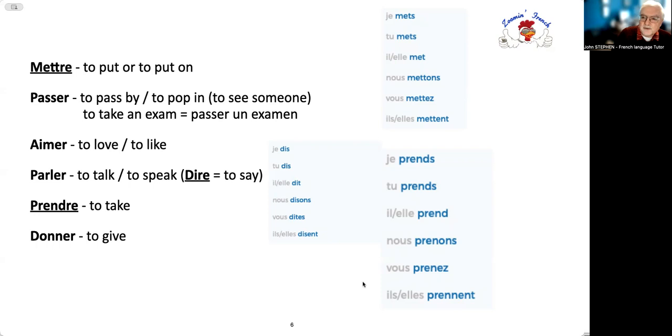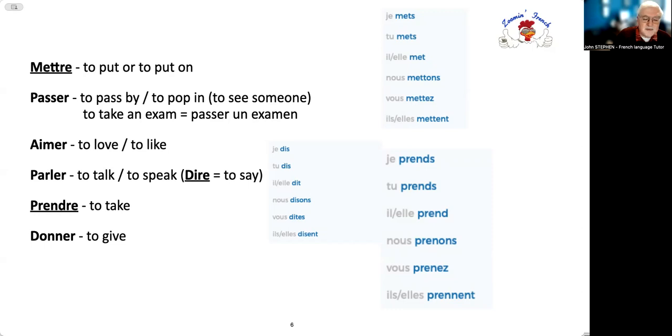Okay. Donner, the next one on my list. Well, of course, it just means to give, to hand something over. And it's an ER verb, and it doesn't have any tricky bits at all. I haven't underlined it like I did with mettre and prendre and dire. Those ones I underlined because they were of the third group. However, donner, first group, and it follows the same rules as any ER verb in the first group. So, je donne, tu donnes, il donne, nous donnons, vous donnez, ils donnent.